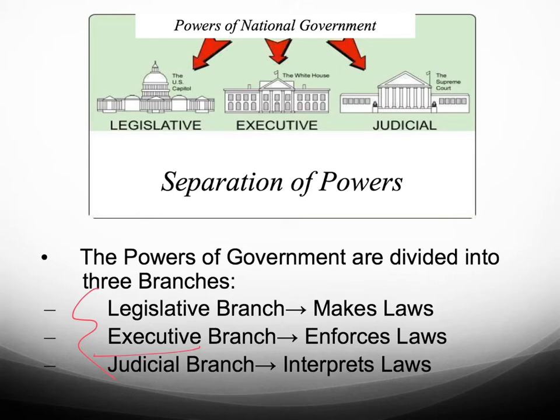The executive branch, that's the president. The president's job is to enforce the laws that are created by the legislative branch. And then the judicial branch, that's the court system. They interpret the laws. So they decide whether a law is constitutional or unconstitutional, and they make decisions like that.